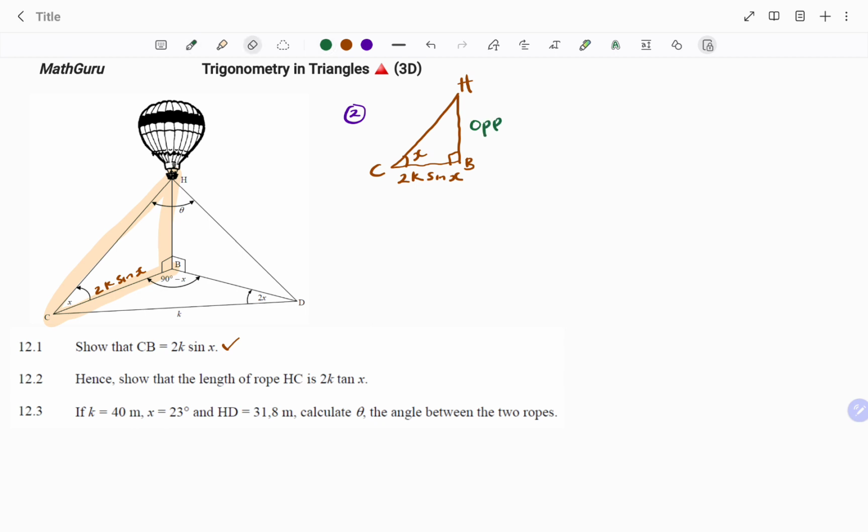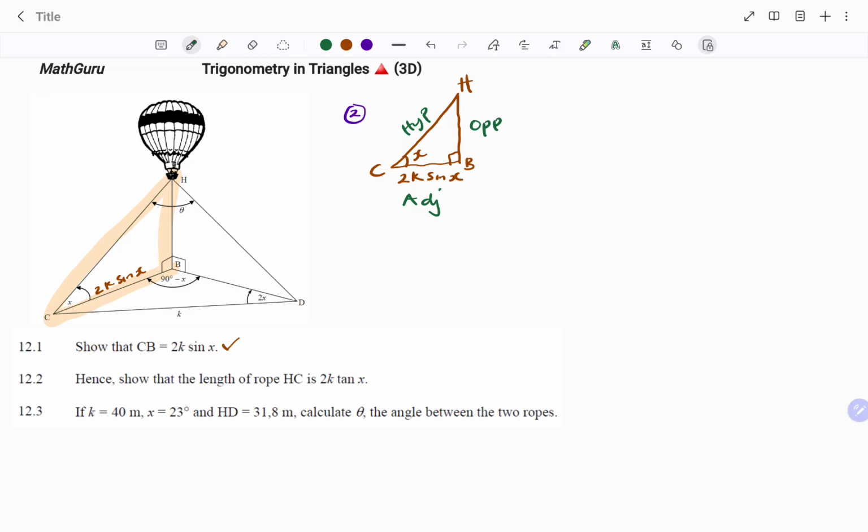And then the side facing my right angle, that's my hypotenuse, which is always the longest side. And the last side is my adjacent. So in order to find HC from the question, what I need is HC and the side given, that's CB. That's my hypotenuse and adjacent.